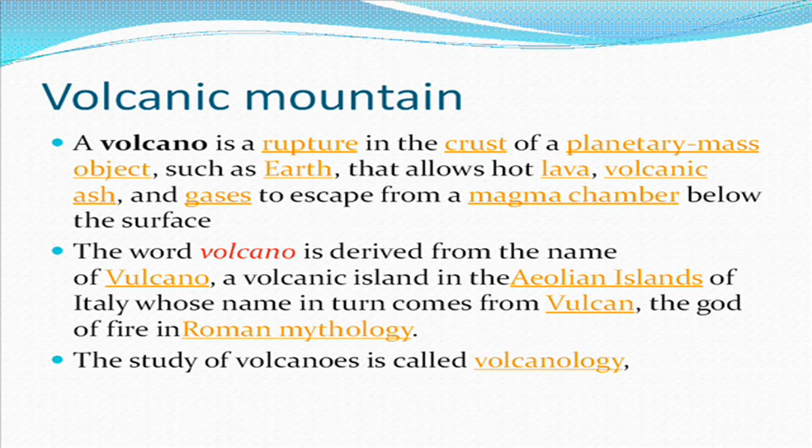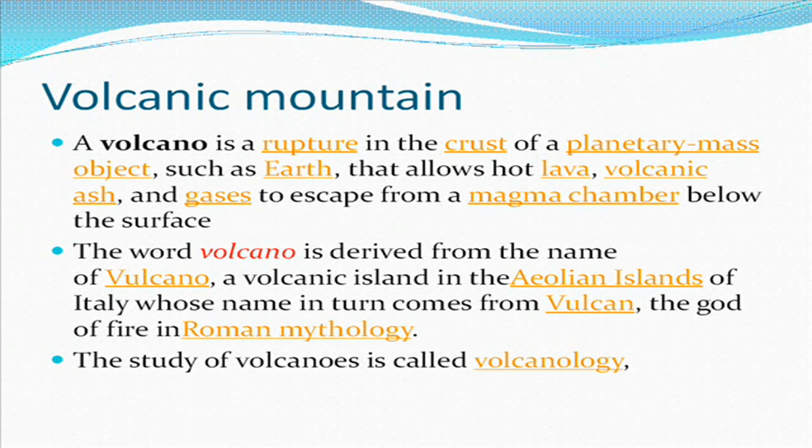Volcanic mountain. A volcano is an opening in the crust of a planetary mass object such as the earth that allows hot lava, volcanic ash and gases to escape from a magma chamber below the surface. The word volcano is derived from Vulcano, a volcanic island in the Aeolian Islands of Italy, whose name comes from Vulcan, the god of fire in Roman mythology. The study of volcanoes is called volcanology.